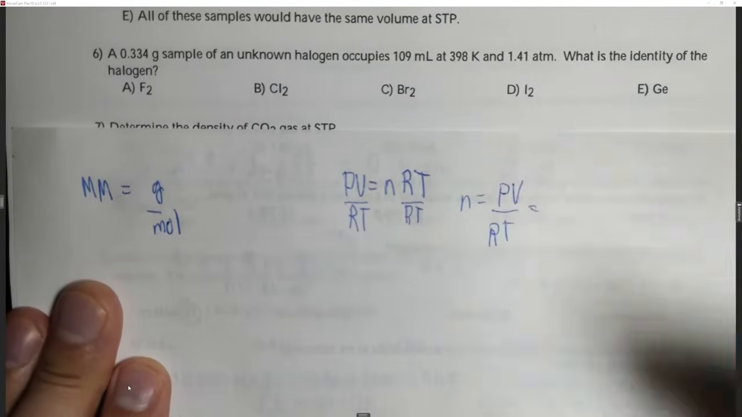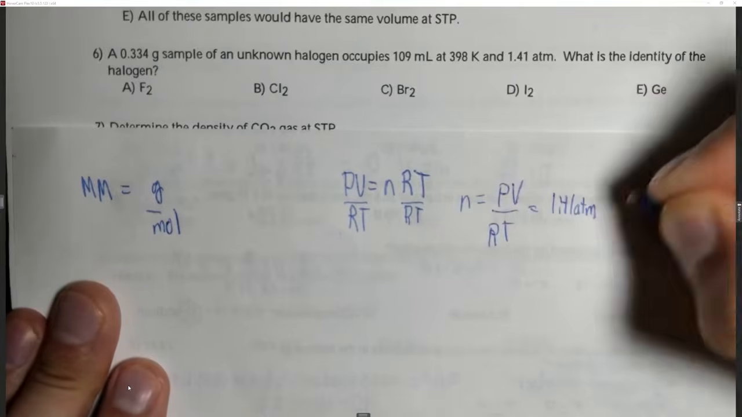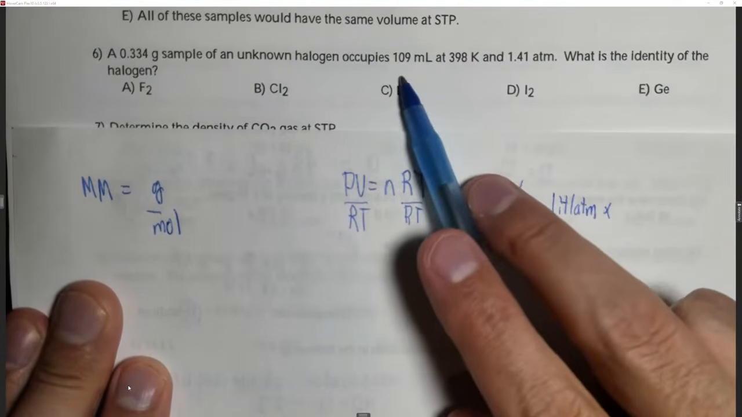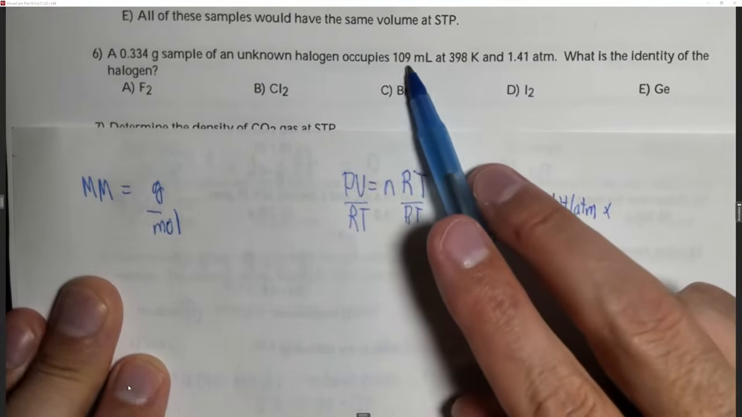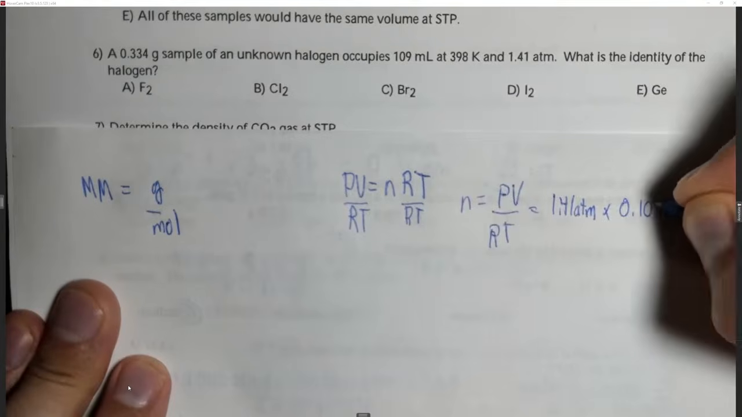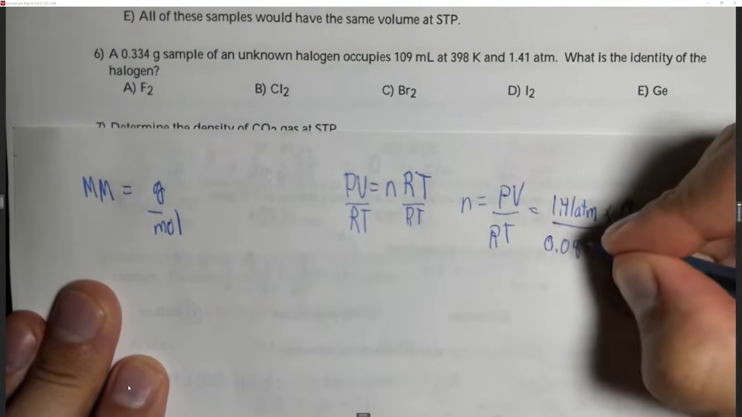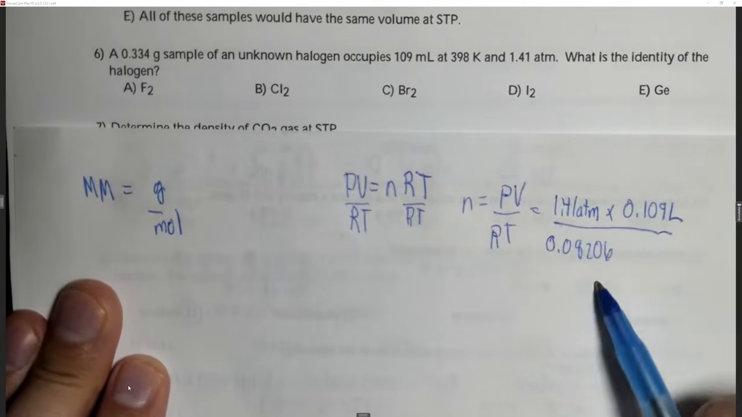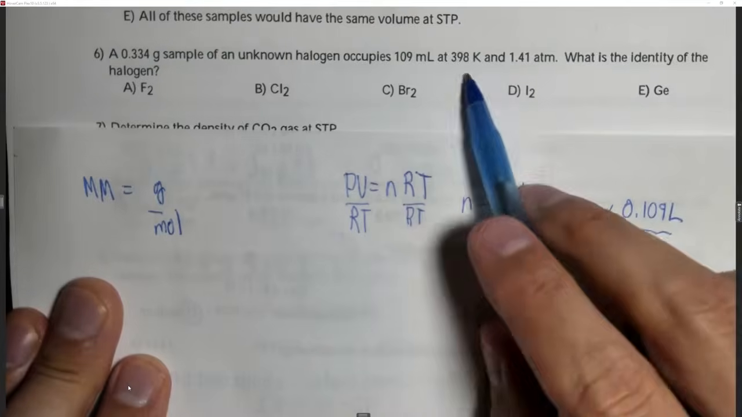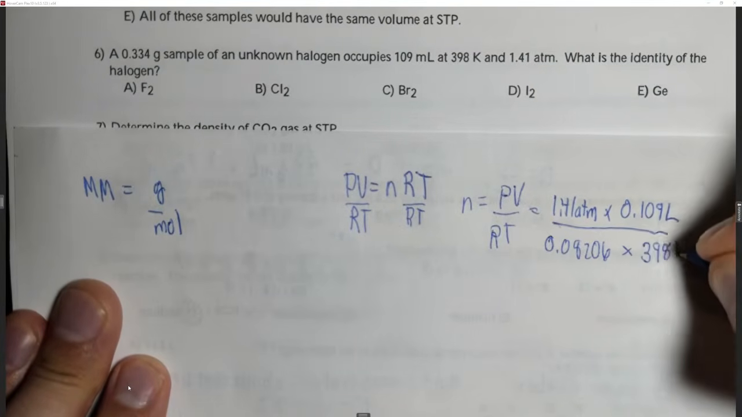First, the pressure, which is already in atmospheres, so I can put in 1.41 atmospheres, times the volume needs to be in liters, but I'm given 109 milliliters. I need to divide that by 1,000. So 109 divided by 1,000 is 0.109 liters. R is a constant, 0.08206. That's liter atmospheres per mole K. In the interest of space, I'm not going to write all that. And the temperature needs to be in Kelvin, and it is given in Kelvin. So now we have 398 K.